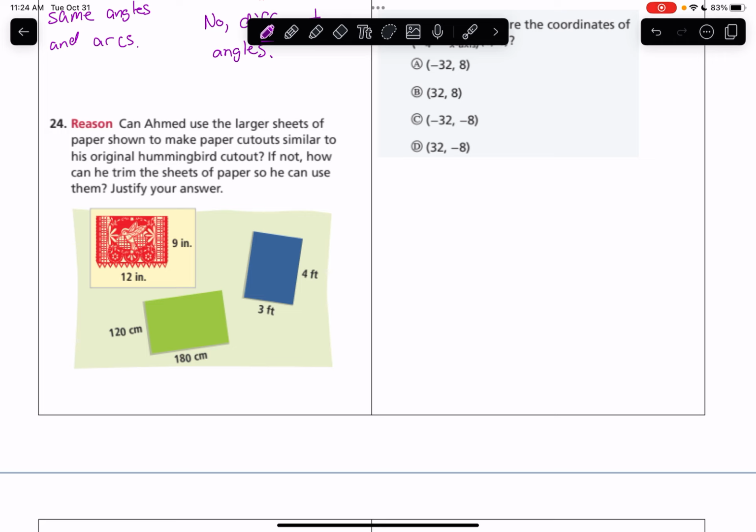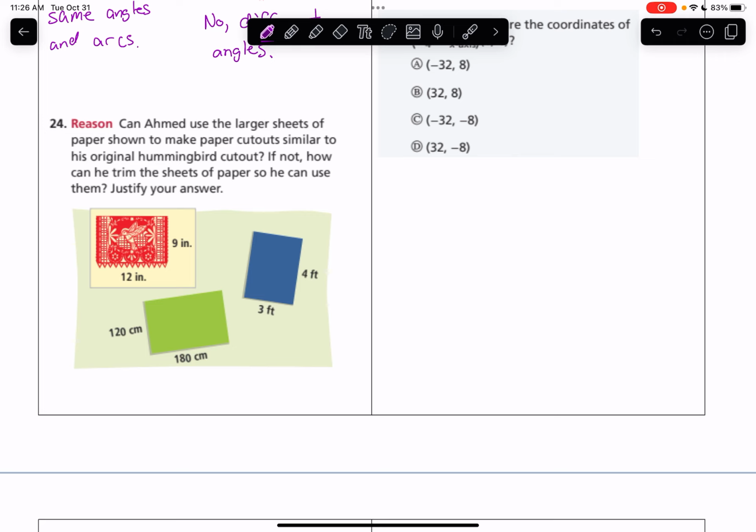All right, number 24. Can Ahmed use the larger sheets of paper to make paper cutouts similar to his original hummingbird cutout? If not, how can he trim the sheets of paper so that he can use them? Well, if we want to use the larger sheet of paper, we've got to see if the papers are proportional.